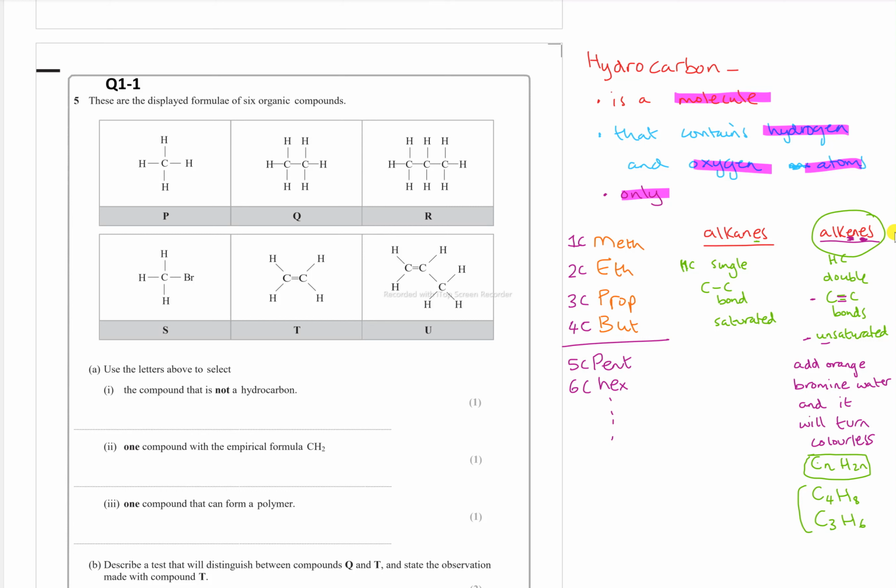Now all you do with an alkane is CnH2n as before, but add 2. So for example, if I've got 2 carbons, 2 times 2 is 4, and then we add 2, so it becomes 6. So if I had C10, I would double the 10, it becomes 20, and then add 2, so it'd be H22. Okay, that's that done. Let's go.